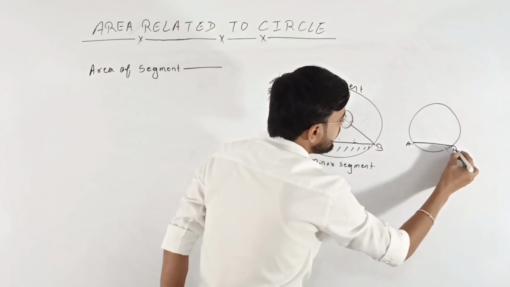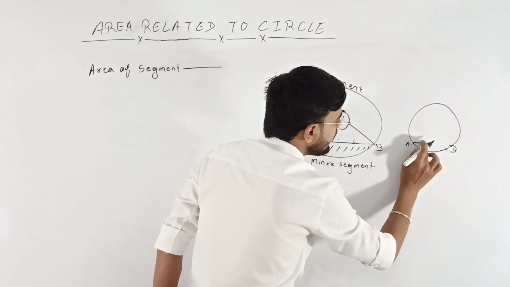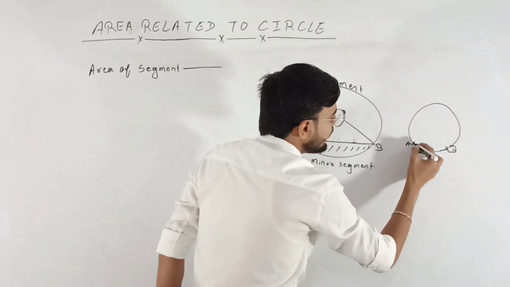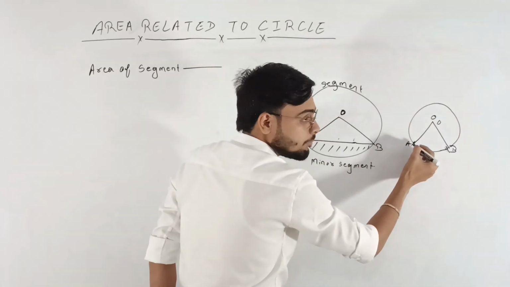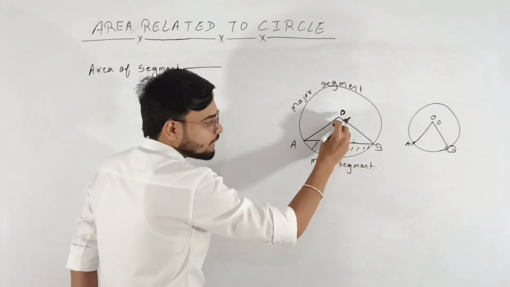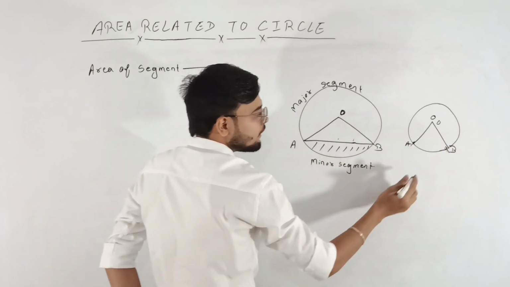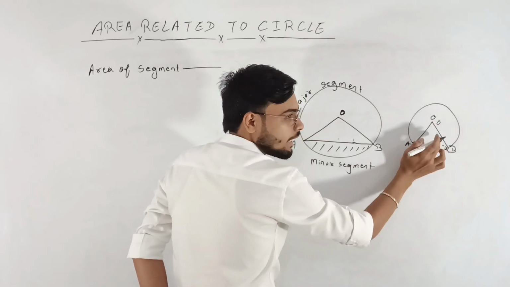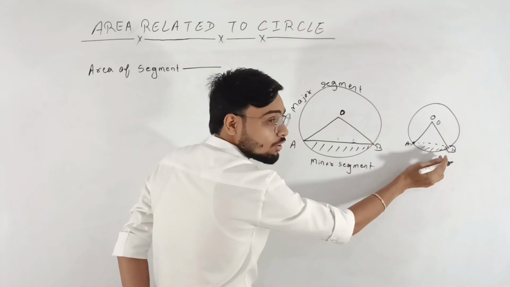This is chord AB, and this is an arc. If I erase this chord, then this will become an arc. Now when I join A and B with the center, this will make a sector. If I subtract the area of this triangle from this sector, then I get the area of this segment. Look here, this is a triangle. When I subtract its area from this sector, I get the area of this part, and this part is called a segment.